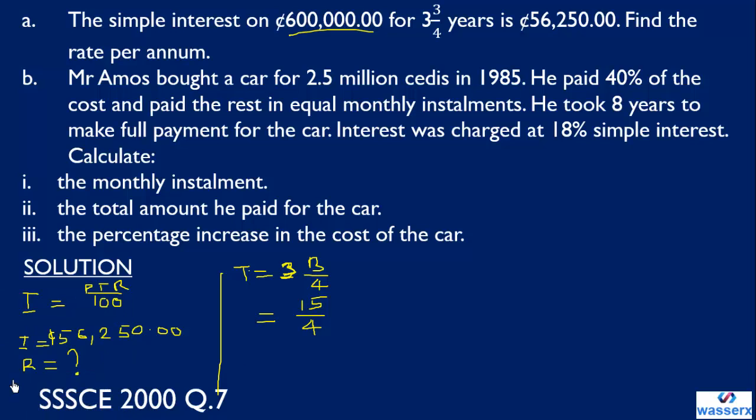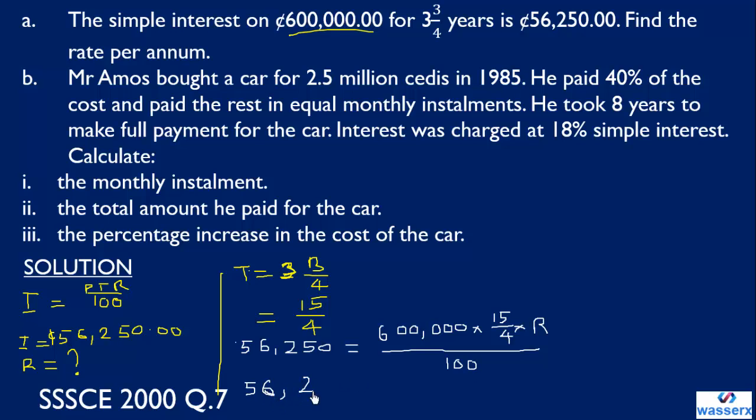So plug in these values into the formula. So we get 56,250 is equal to the principal, which is 600,000 cedis, times the number of years, which is 15 over 4, then times the rate that we are finding, all over 100. So we just have to simplify this and solve for R.